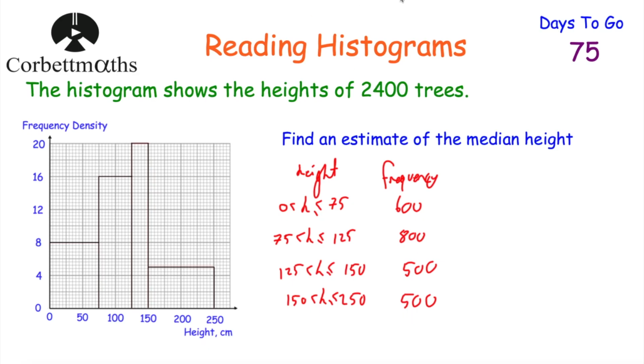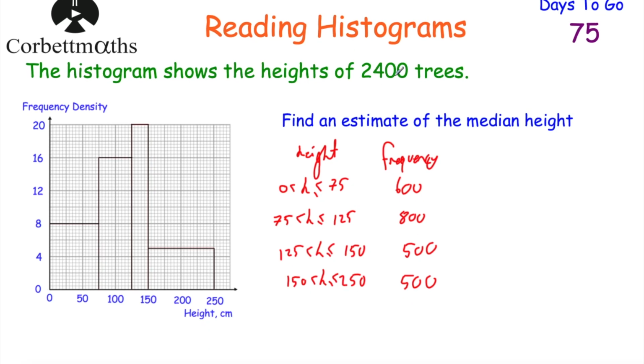Fantastic. Now, in terms of finding our estimate for the median, first of all, let's find the position of the median. There are 2,400 trees. Because it's grouped data, we can just divide that by 2. So 2,400 divided by 2 is the 1,200th tree. So we're going to be looking for the 1,200th tree. Is the 1,200th tree in here? No, we've only got 600, so it's not in there. Is the 1,200th tree in here? Yes, because we've got 600 and another 800 will be 1,400. So that means our median tree would be in here.